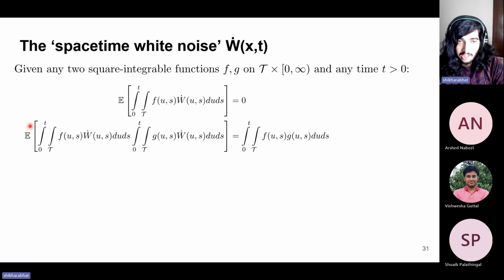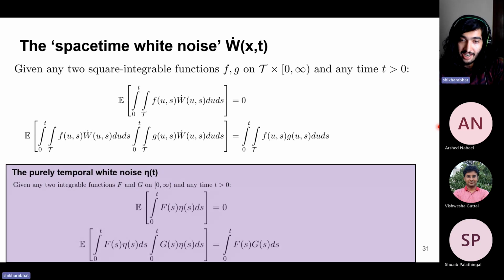Instead, if I take an expectation of integral of f w dot and integral g w dot, I get fg. You can think of this as saying that if I take expectation, this w dot disappears, right? So this should remind you maybe of the purely temporal white noise, eta, and on the math side, eta is defined as follows. If I have any two functions f and g such that their integrals are finite and any time t, the following should hold.